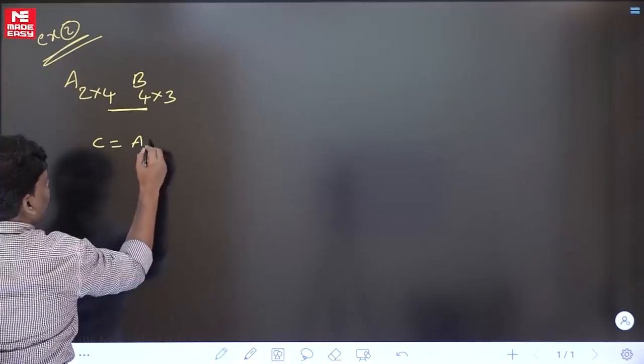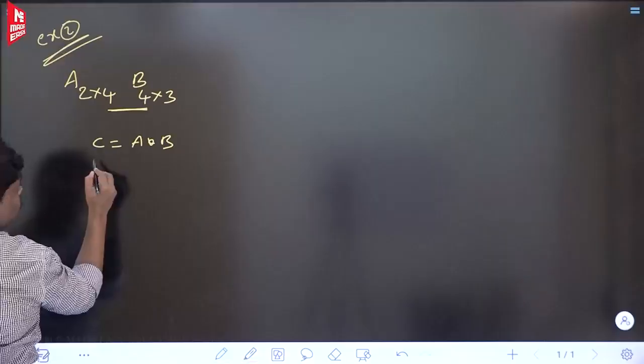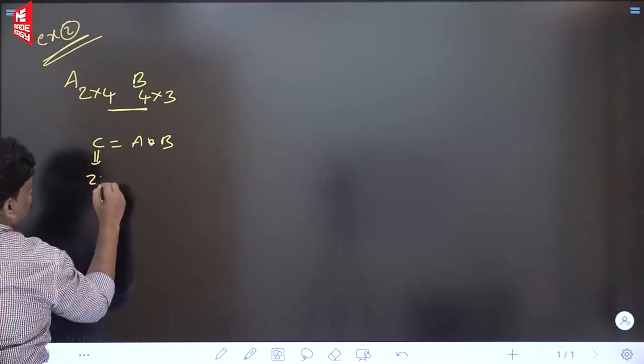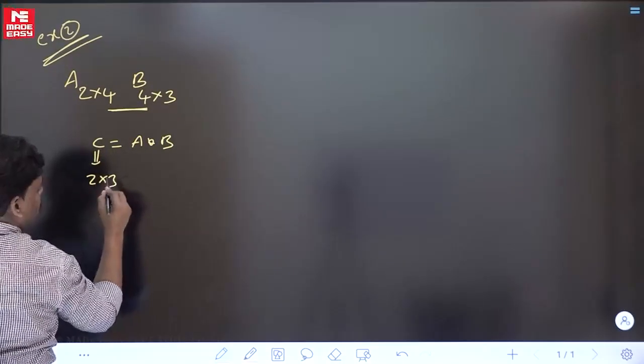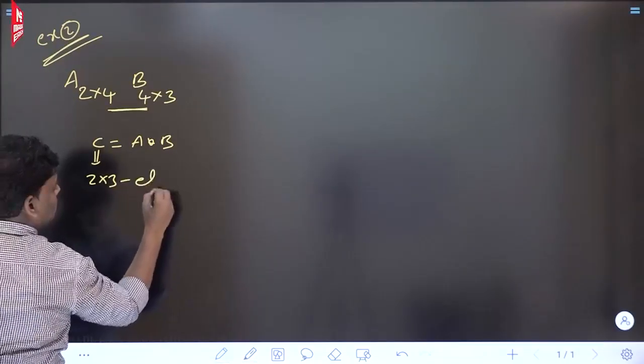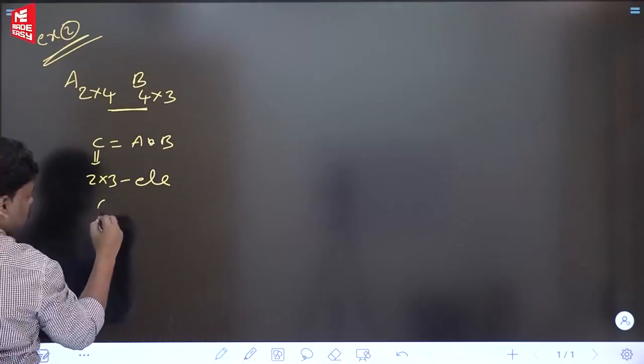Now see this one. C is equal to A into B. Can you help me? What is the C matrix size? What is the answer? C matrix size is 2 by 3. What does it mean? 2 by 3 elements. Which will go to what? 2 by 3 means 6 elements.